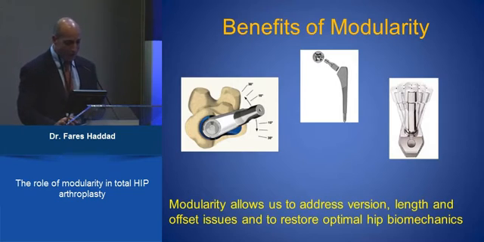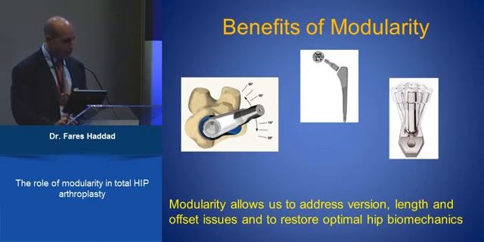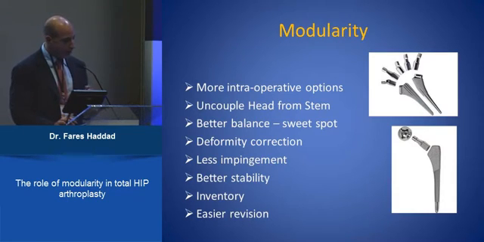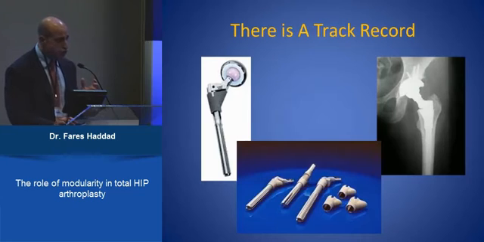You're all aware of the benefits, or if you like, potential benefits of modularity, because we can address version, length, offset, and restore the right configuration for that patient. So we have more intraoperative options, we can uncouple the head from the stem, we can hit the so-called sweet spot, and we get less impingement, good stability, less inventory, and you could just revise that bit if you needed to. And there is a track record.